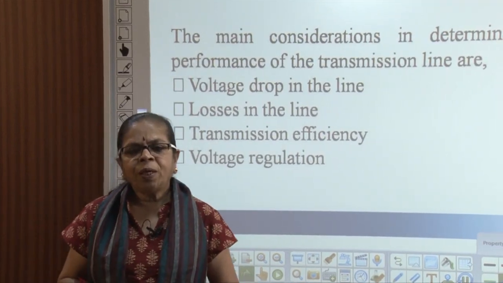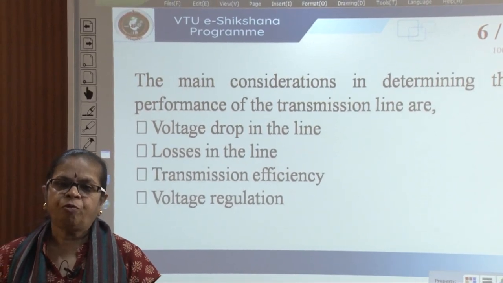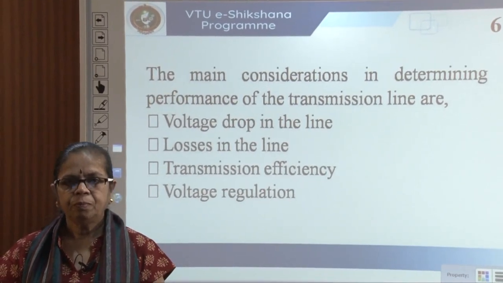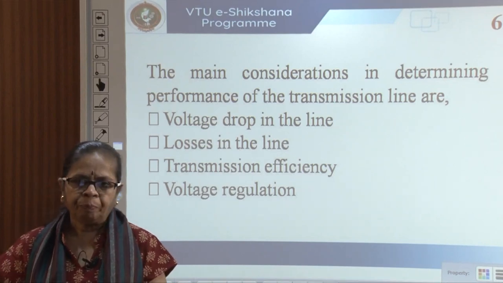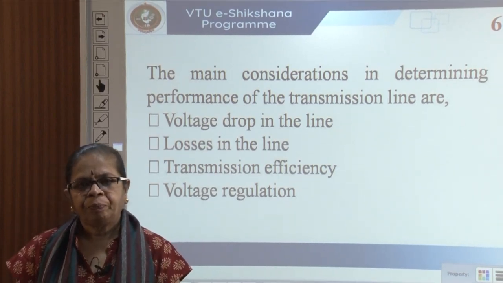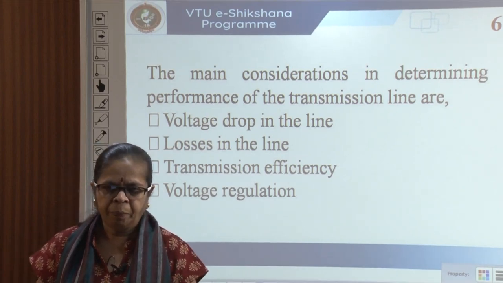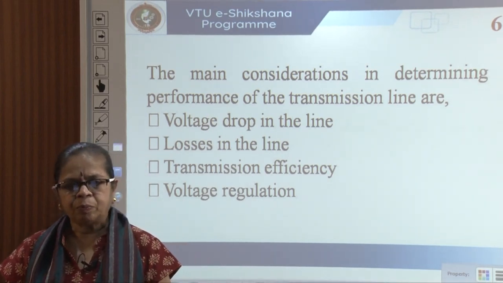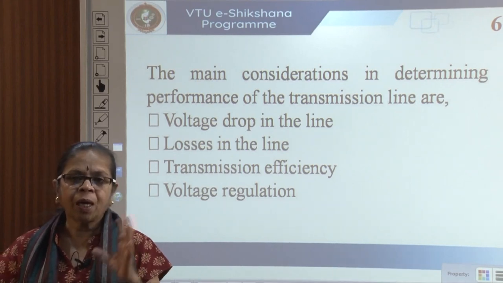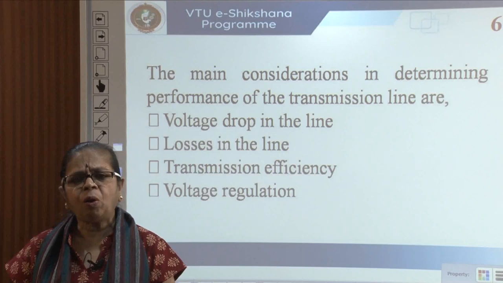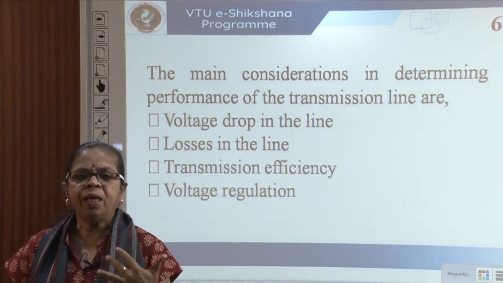So, what are the main considerations we take into account when we talk of performance of the transmission line? First is voltage drop in the line. The voltage drop is equal to Iz, where Z is the line impedance. So, voltage is affected by I and Z, obviously. But once the line is designed, Z is a constant. So, the voltage drop will depend on the current through the line. And what does the current through the line depend on? It depends on the load connected, right? So, the current is a variable, so the voltage drop across the line is also variable.